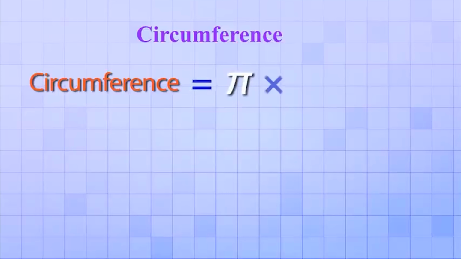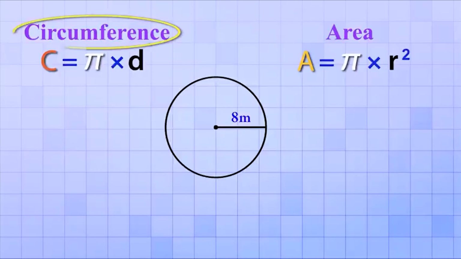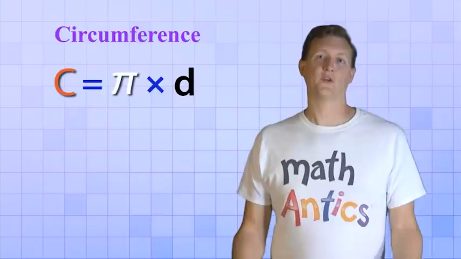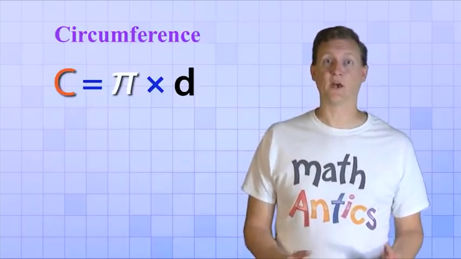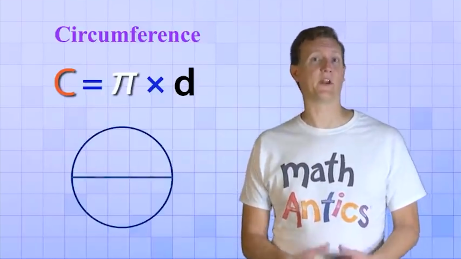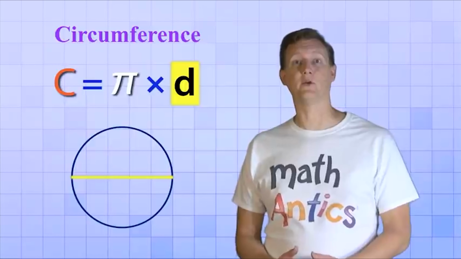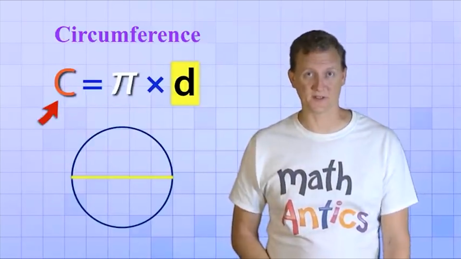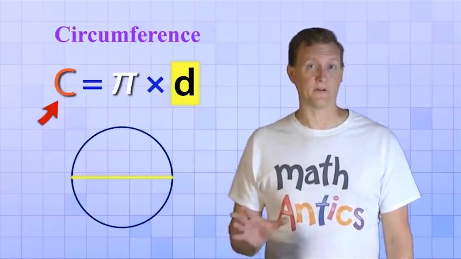The formula for finding circumference is C equals pi times D, and just like most formulas, we use C for circumference and D for diameter. So that's a pretty simple formula. It tells us how to find the circumference. If we know the diameter of a circle, all we have to do is multiply it by pi. Now we'll try that formula out in a few minutes.